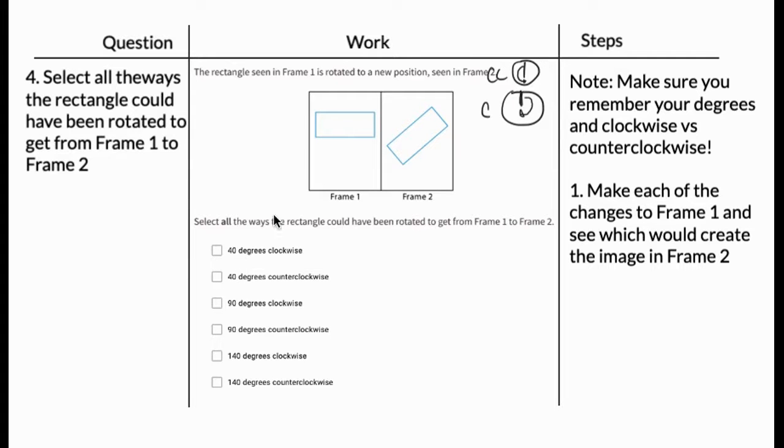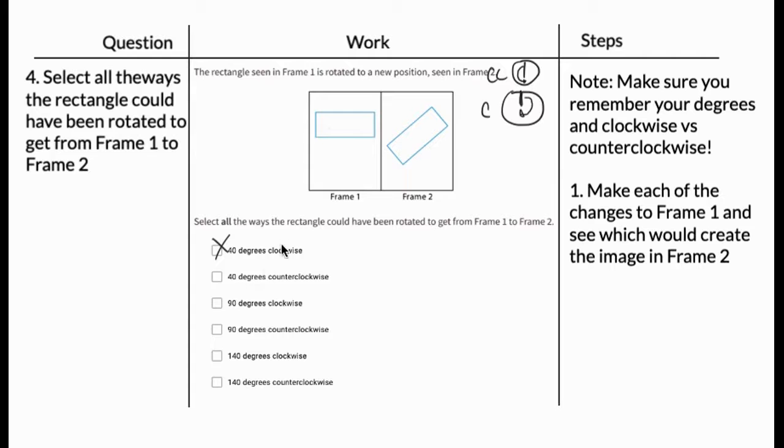So we're going to take the image here, or the shape here, and we're going to turn it or rotate it 40 degrees clockwise. Clockwise would be going this direction here, and 40 degrees is less than 90 degrees. So it would then create a rectangle that goes in this direction here, which would not look like frame 2. So we know it's not this direction here.